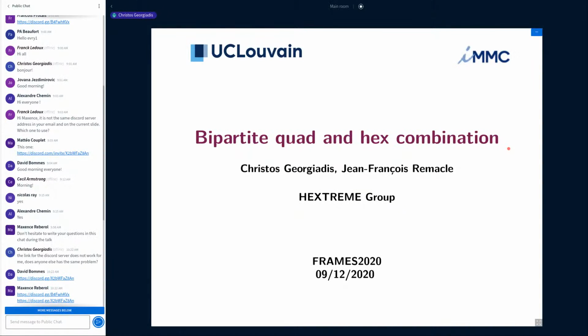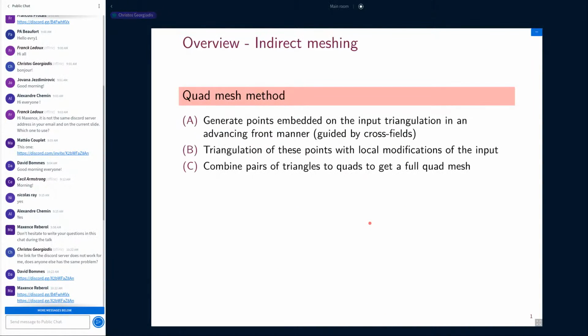We follow an indirect approach for meshing. We first obtain a triangulation, and then we try to combine it either to a quad mesh, a hex mesh, or a hex-dominant mesh, basically. The general pipeline for a quad mesh method is to generate the points that are embedded on an input triangulation in an advancing front manner, and this we do by utilizing cross fields.